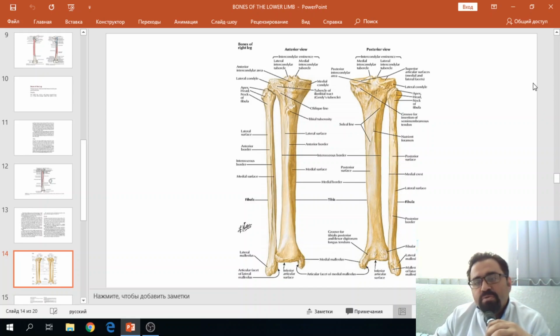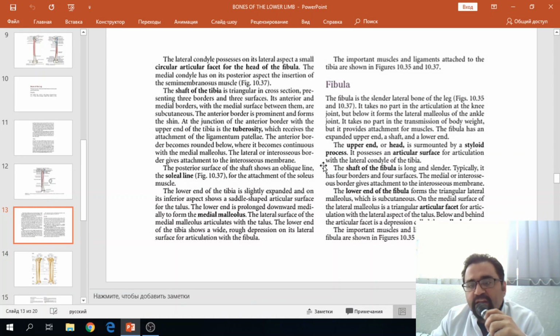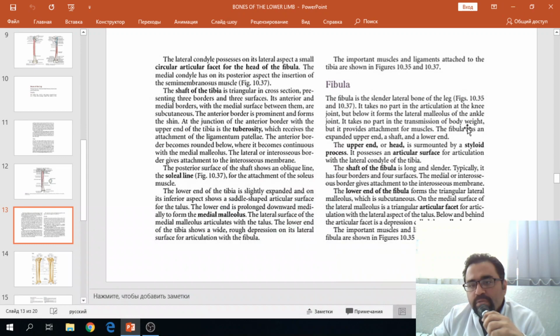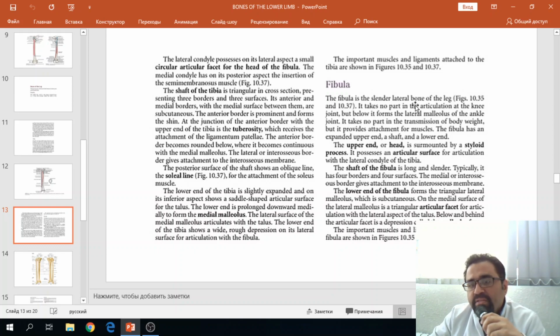Okay, so now we study the fibula. The fibula is the slender lateral bone of the leg. It takes no part in the articulation of the knee joint. It takes no part in the transmission of body weight. The whole of the body weight is transmitted from the ground to the axial skeleton with the help of the tibia. It is a thin, long bone which provides attachment for the muscles.